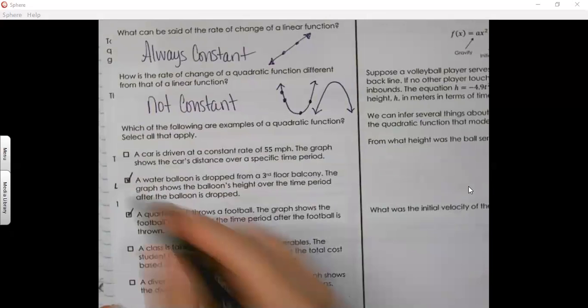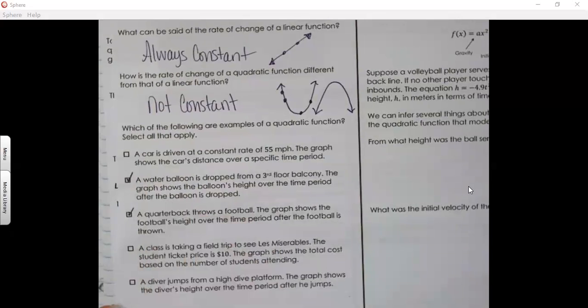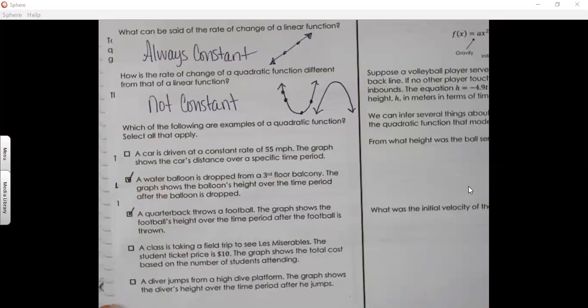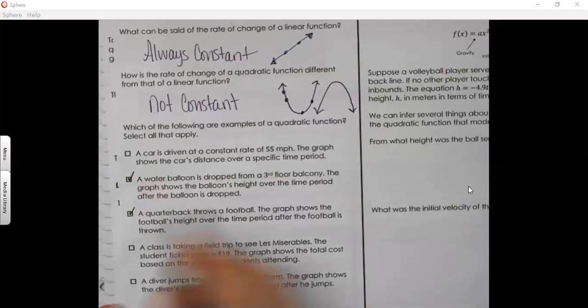A diver jumps from a high dive platform. The graph shows the diver's height over the time period after he jumps. So usually you spring, you jump up, then you go down. Is that going to be a constant rate of change? No, so we check it, because we're checking quadratics.